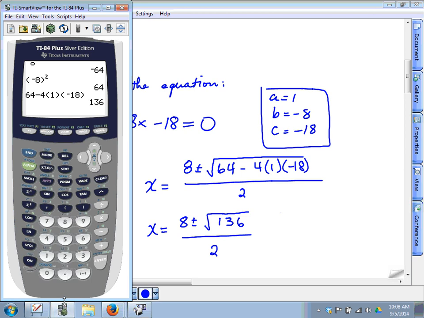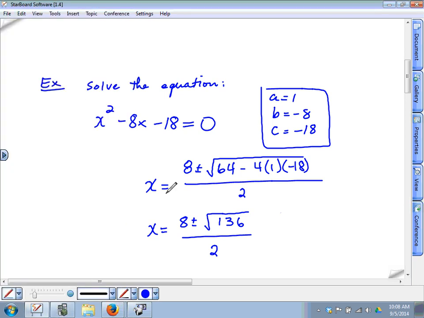Don't wait for me to do it. You guys can do it. Get your calculator out. Start dividing it by perfect squares until you get one that divides evenly. You got 4? I got 4. 4 and what? 4 times 34. I think that'll work. So you need to rewrite this as 8 times the square root of 4 times 34, all over 2.